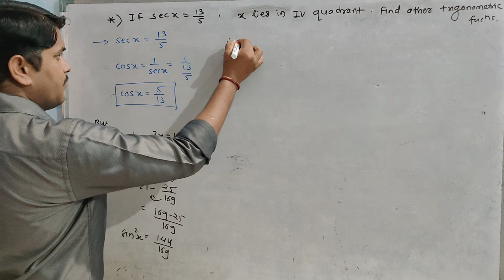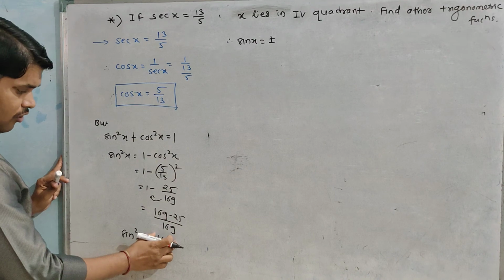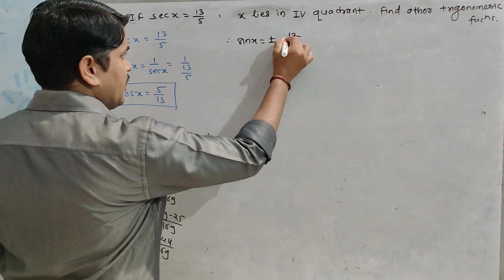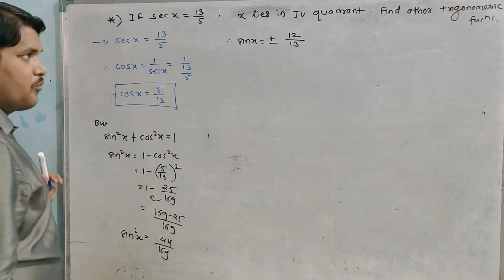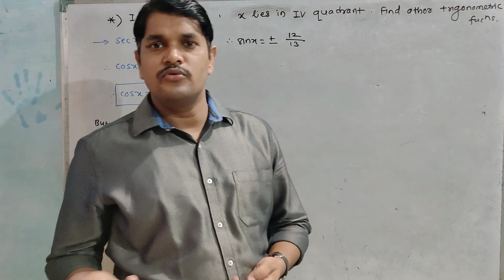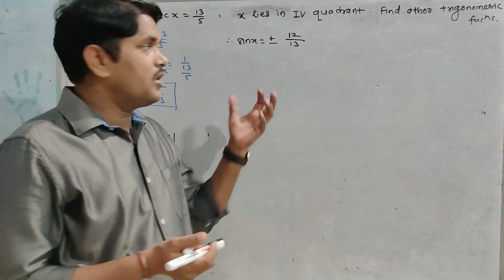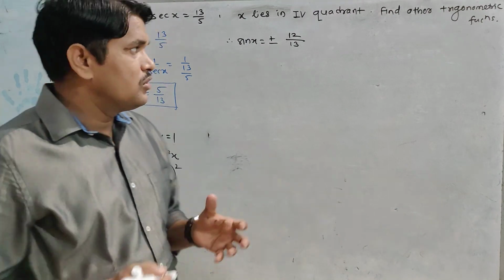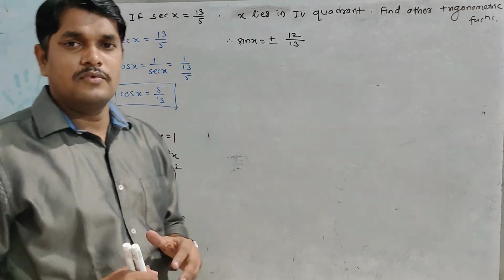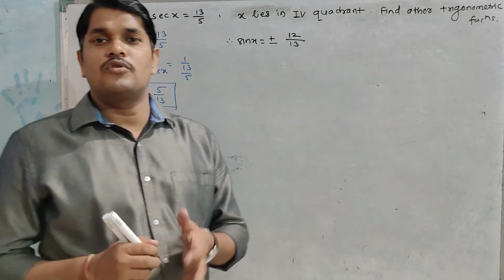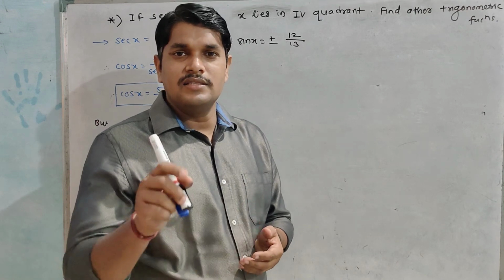Understood? And therefore, sin x is plus minus the square root of 144, which is 12, and the square root of 169 is 13. Now we have two values of sin x because we are using the identity. Now we have to choose one value from the two values, that is positive or negative. To choose that value, we use the condition. So the fourth quadrant. In the fourth quadrant, is sin positive or negative? In the fourth quadrant, sin is negative.